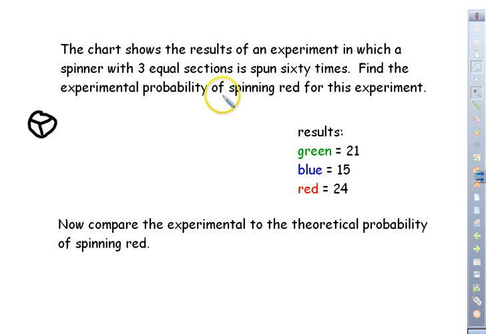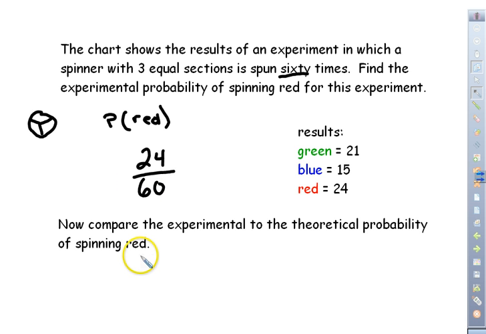So again, that is spun 60 times. Okay, so our question is probability of spinning red. That's what it would look like written out. So we have red, which is 24. And it's already given us that it was spun 60 times. If they didn't give me that information, then I would have to add these three numbers together, which you can double check, and they do add up to 60.